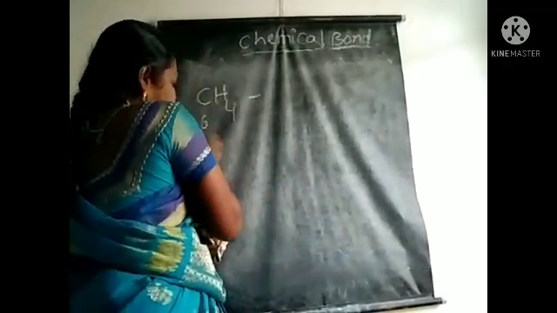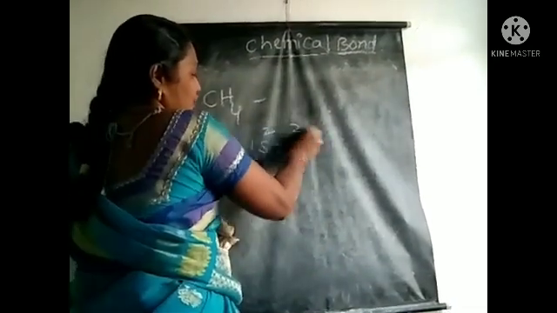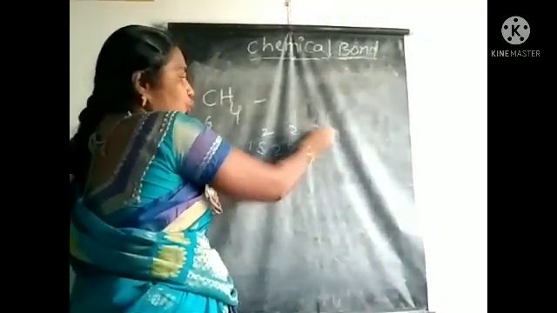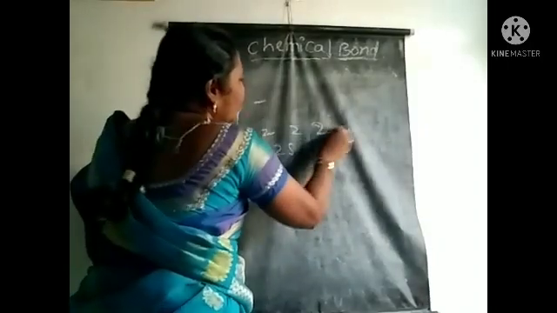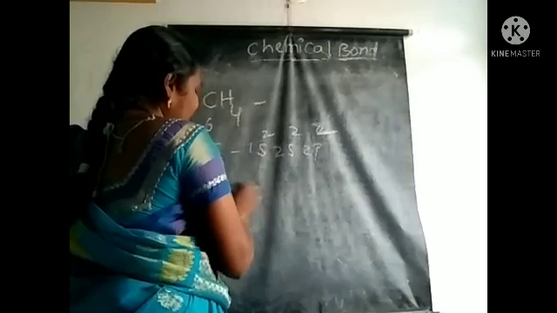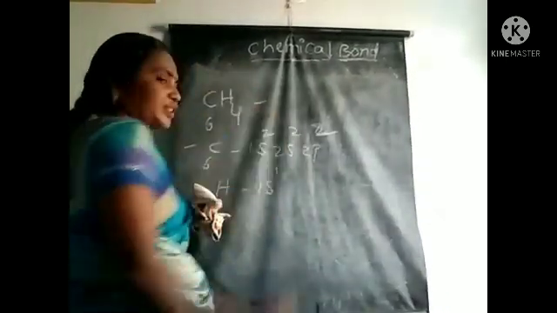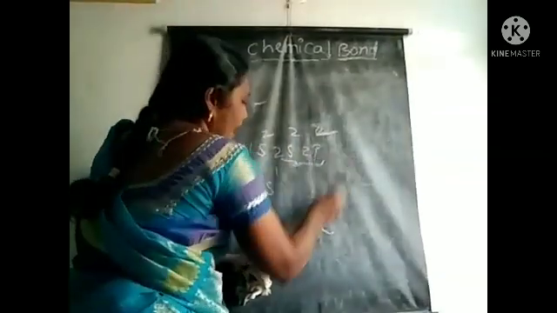Carbon's atomic number is 6. It contains 6 electrons, 1s2, 2s2, 2p2. Here 2 plus 2 is 4, 4 plus 2 is 6 electrons in carbon, with 2 electrons in the p orbital. Like that, hydrogen contains 1s1 each. Here 4 hydrogens are there. Carbon contains 4 electrons in the valence shell.